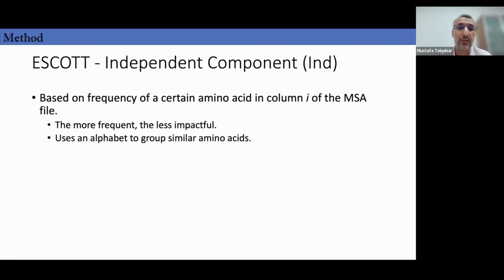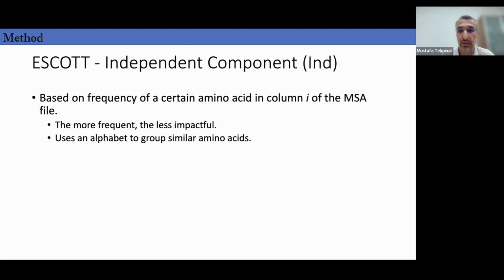Okay, now let me introduce my components. The first component, as I said, is the independent component, and the basic idea is to count the frequency of an amino acid at column I. If an amino acid is frequent, it means that mutation to that amino acid is less impactful, and if it is rare, it has high impact. But instead of counting 19 amino acids here, we are just grouping them into similar groups like physicochemical features. And we call each grouping an alphabet. We use a specific alphabet that you can find in our paper.